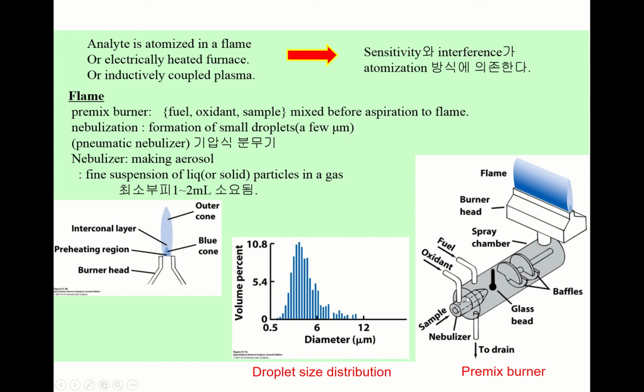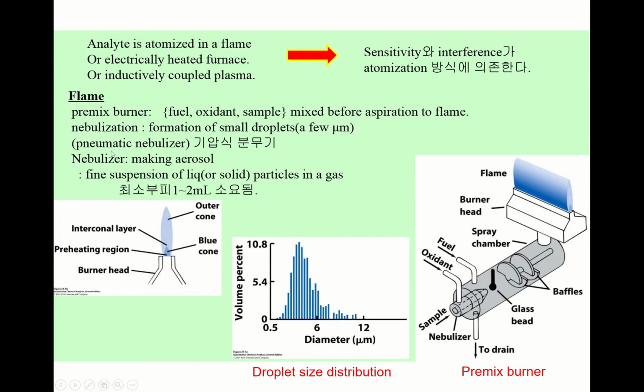Okay, this is the basic structure of a pre-mix burner. Here you input oxidant and fuel, and then sample is introduced through this line. And then here is the vapors, and this is the spray chamber, and then your sample is induced into this burner. This is a burner with a long flame, about 10 centimeters.